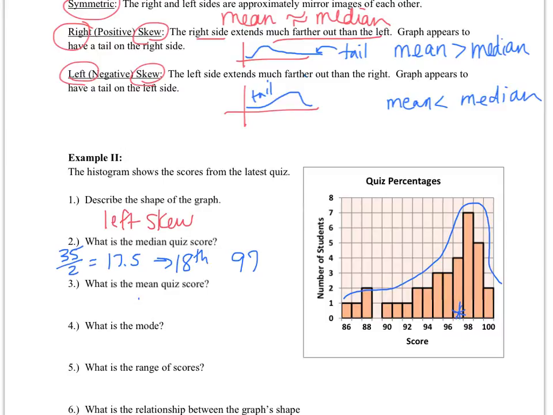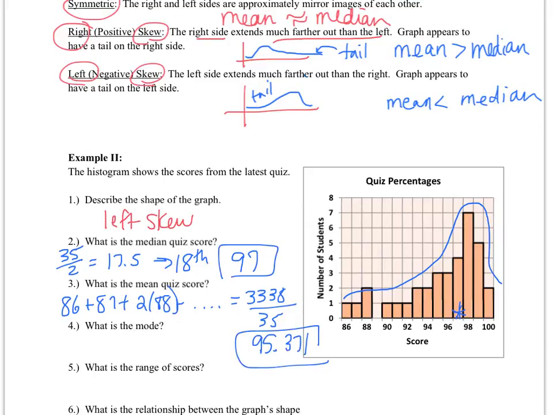Now the easiest way to do this is to add them up, such as 86 plus 87 plus 2 times 88 plus 90, and so on. And then when I get to the scores that have higher frequencies, for example the 98, I would just do 98 times 7. So after adding all of these up, I get a sum total of 3,338. And when I divide this by 35, I get a mean score of 95.371%.